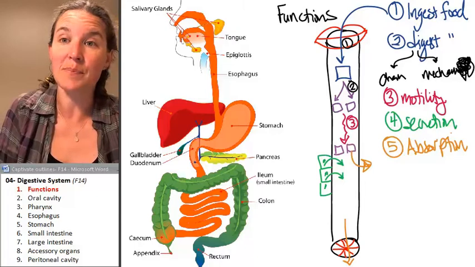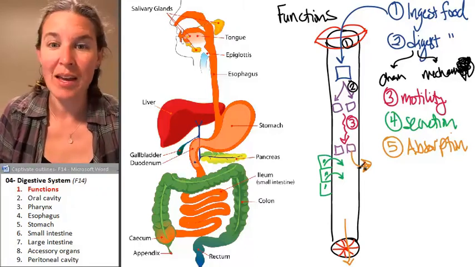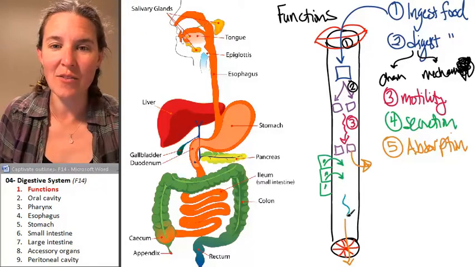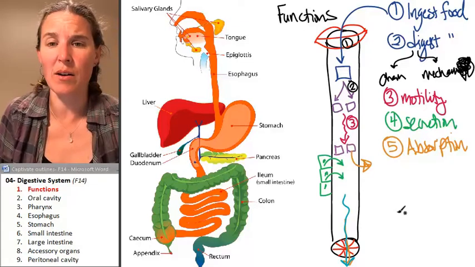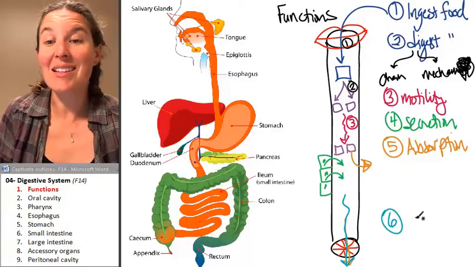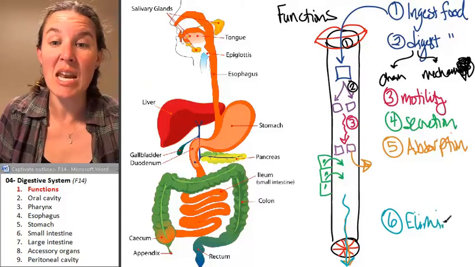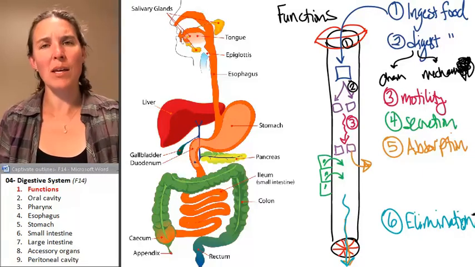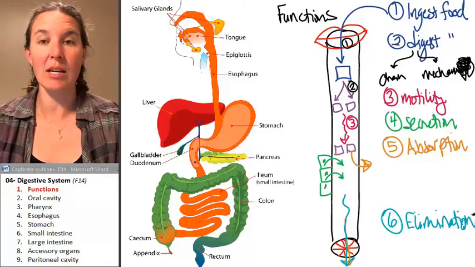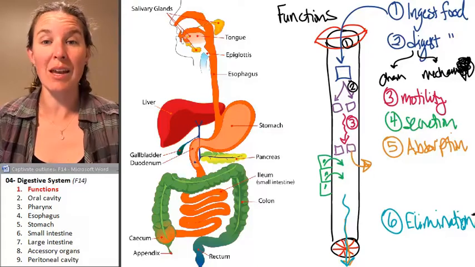That's handy. And then anything that's left over, the things that are left over, we're going to take the little purple squares, and anything that's left, we are going to eliminate. Elimination. Interestingly, the way we eliminate stuff in the digestive system is by going poo-poo through the anus.